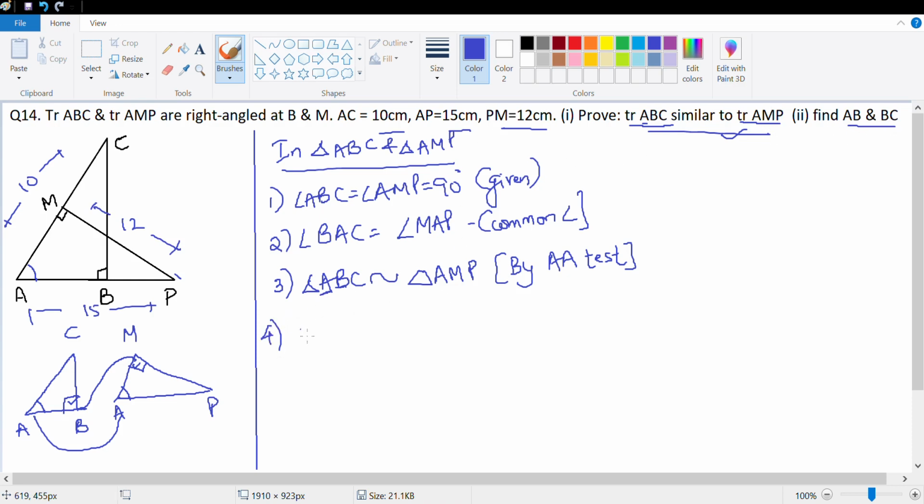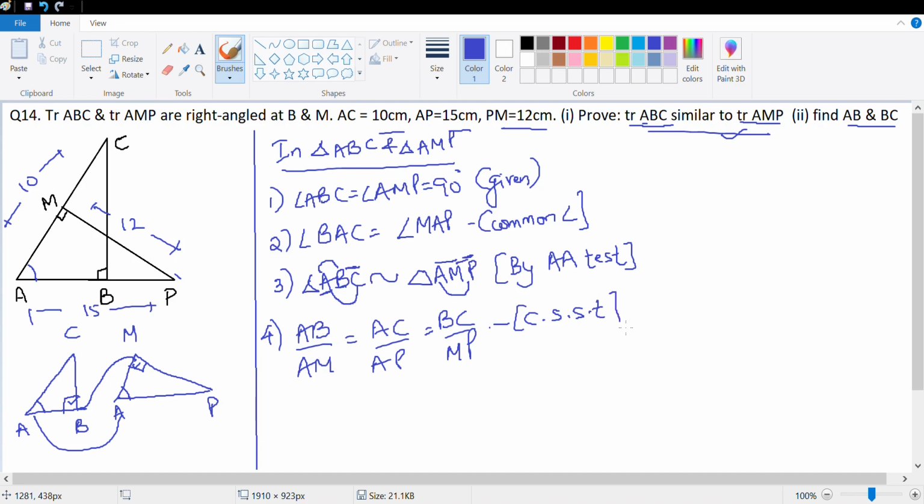So let's just look at this. This would give me AB upon AM is equal to AC upon AP is equal to BC upon MP. I looked at AB, the first two, so I took the first two here. Next, I looked at A and C, which is 1 and 3, so I took 1 and 3 here. And then I took 2 and 3 here, so similarly I took 2 and 3 here, M and P. Perfect. This is CSST. Done.